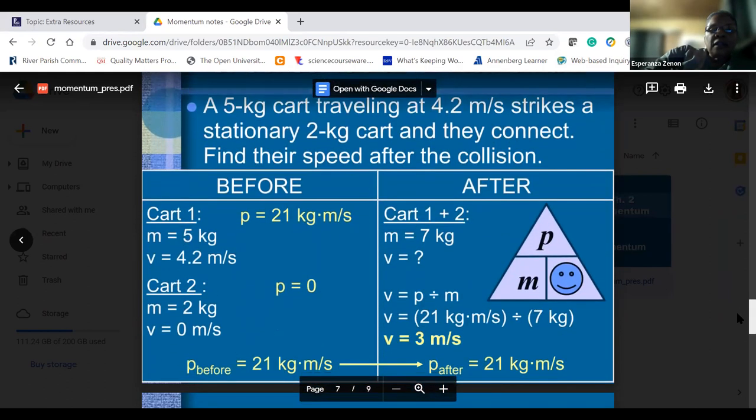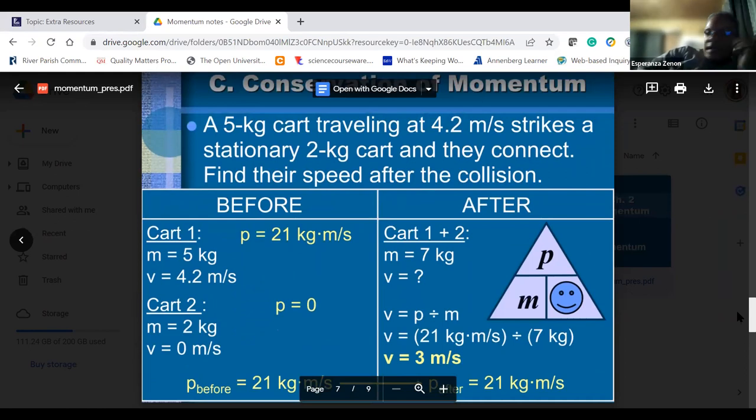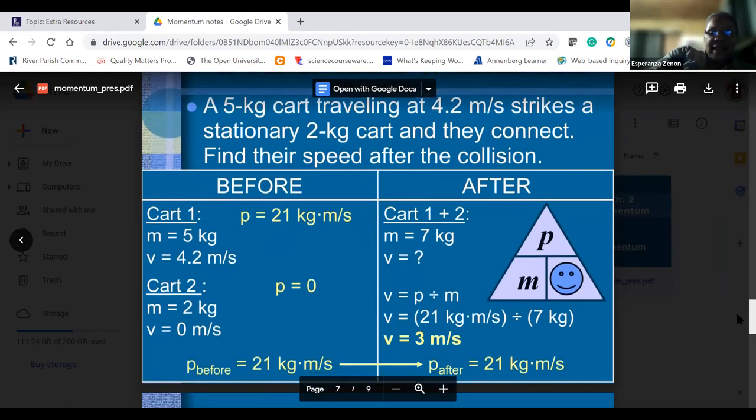So here's a couple of examples that illustrate this idea of the conservation of momentum. It says a 5 kilogram cart traveling at 4.2 meters per second strikes a stationary 2 kilogram cart and they connect. Find their speed after the collision. Now we know this is a perfectly inelastic collision because they're stuck together afterwards, because it says they connect.